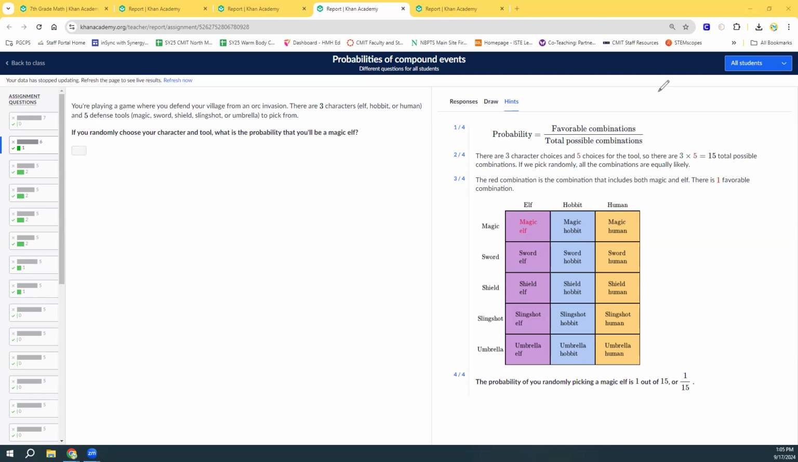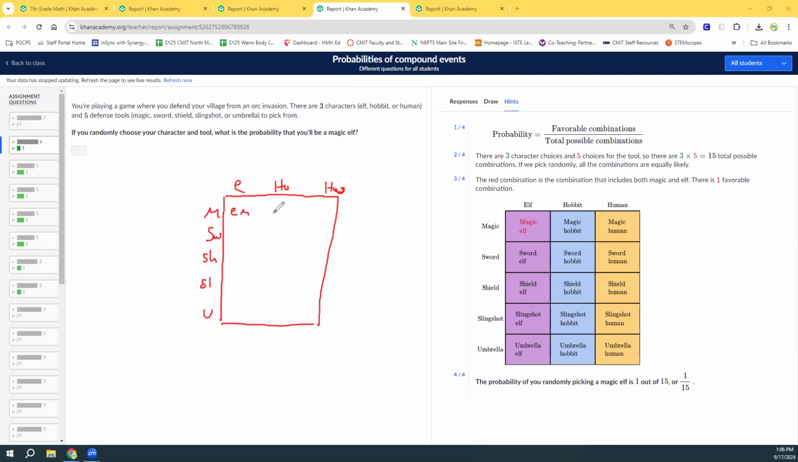So then if we're going to do that, one of the categories is going to be the width, one is going to be the length, and then we're just going to fill it in. So if I put elf, hobbit, human up there, and then magic, sword, shield, slingshot, umbrella, then this is going to be a magic elf.